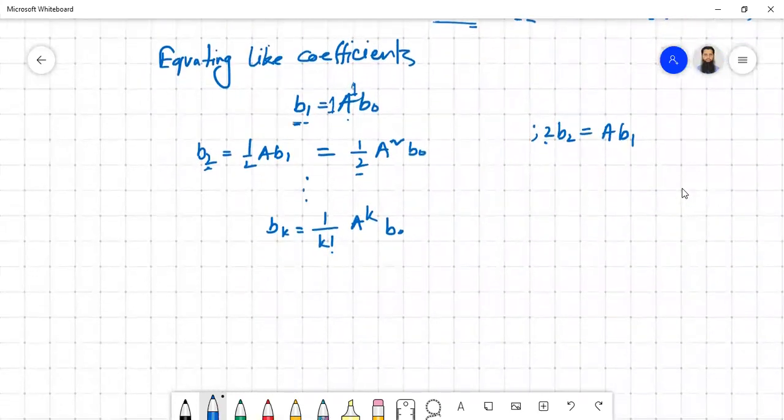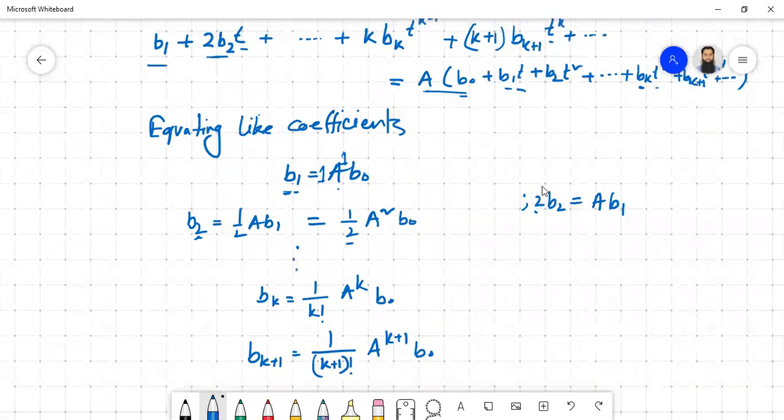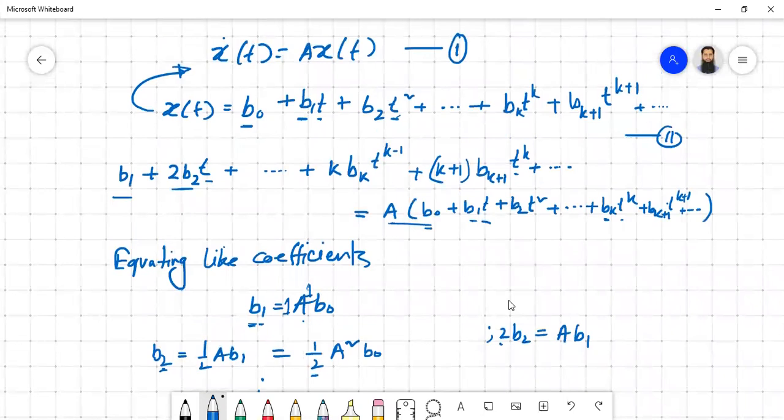Okay, so also similarly, b_{k+1} should be equal to 1 by (k+1) factorial A^{k+1} b0. Okay, now in equation 2, that is our solution of x, if we replace the values of all the coefficients, b0 is already there, so b1, b2, and let's see how it turns out.